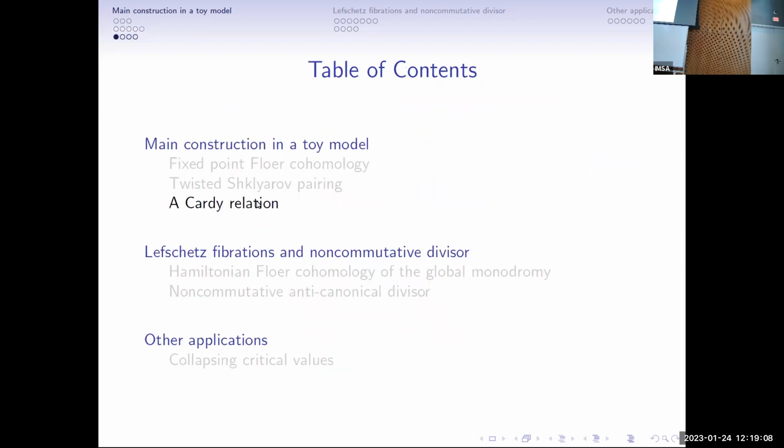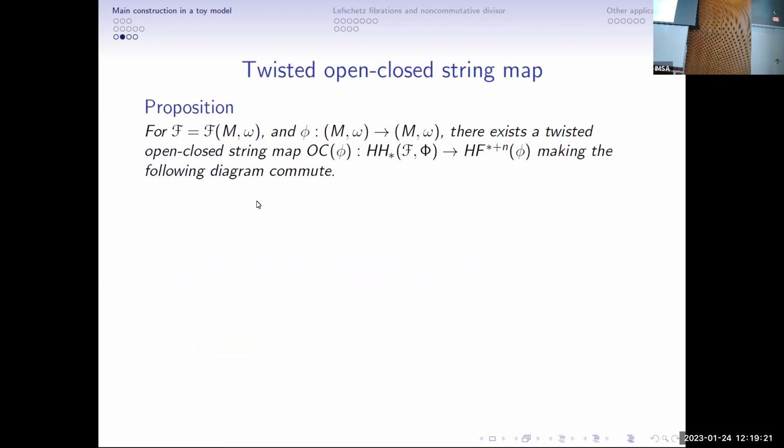Okay, so for the third part of the first part, we need to relate the closed string construction in the first part and the open string construction in the second part. And this is done via the twisted open-closed string map. Here's the statement. Let's take our A-infinity category to actually be the monotone category of M, and let phi be our symplectic automorphism, and let big Phi be its induced strict automorphism on category F.